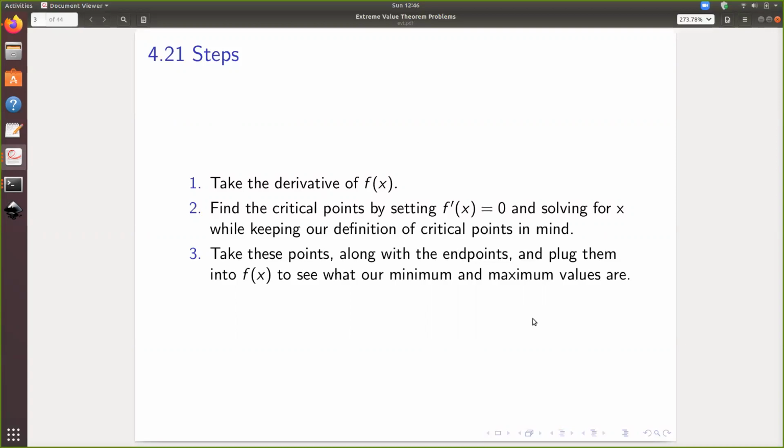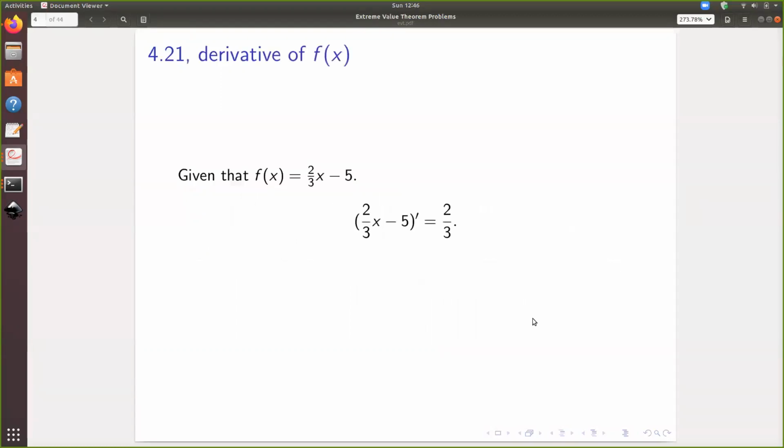We take the derivative of f of x. We find the critical points by setting the derivative of f at x equal to 0. And then we solve for x while keeping our definition of critical points in mind, just looking out for times where it's undefined, like if we divide by 0 or something of that nature. Then once we have our critical points, we take these points along with the endpoints and plug them into f of x, and we see what our min and maxes are.